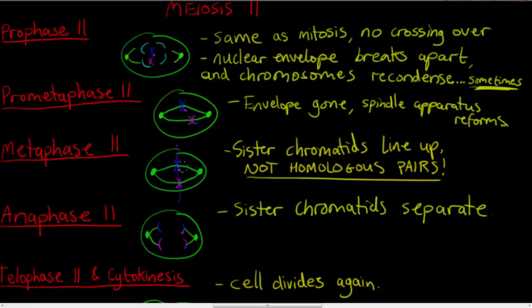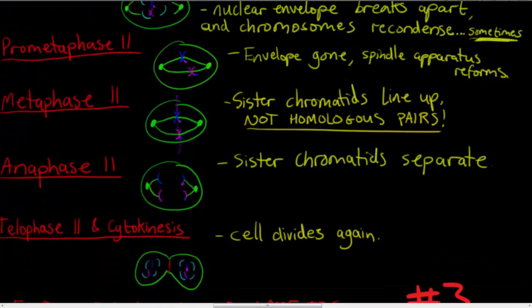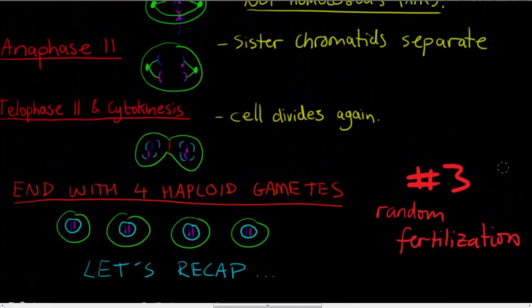In metaphase 2, the sister chromatids, not the homologous pairs, have lined up. This is similar to mitosis, and so is prophase 2, in that there's no crossing over occurring. And once this has happened, then anaphase occurs and the sister chromatids separate by the retraction of the spindle again. This is very similar to the process of mitosis. And then lastly, telophase 2 and cytokinesis.